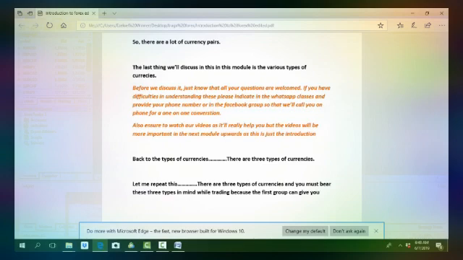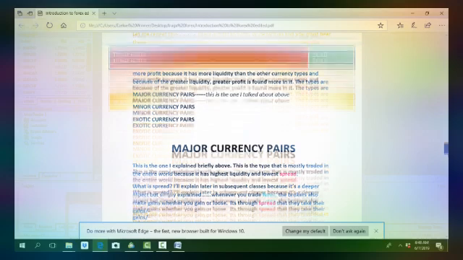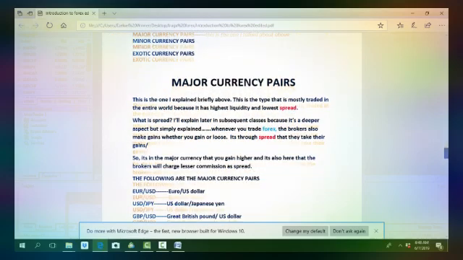Now we want to talk about types of currencies. From the screen, after this red writing, back to currency types. There are three types of currencies. Major currencies, this is the one I explained above. This is the type of currency that's mostly traded here because there is more gain in it because of its higher liquidity. This is the one mostly traded by traders in the entire world.